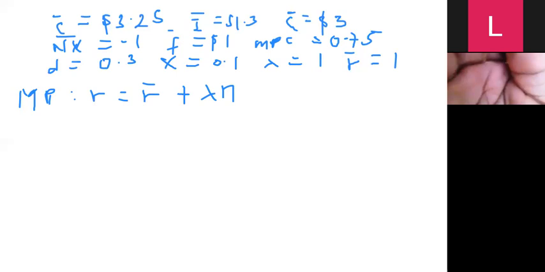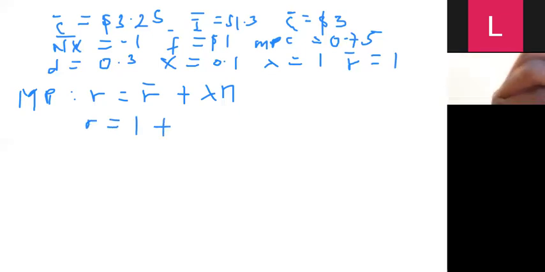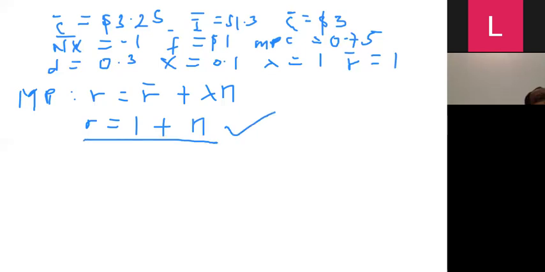Now, when you look at the question, what was the autonomous R? It was 1. So I can say my R is equal to 1 plus what was my lambda? Lambda was also 1. So that means plus this inflation. So this becomes my monetary policy. Okay, the monetary policy curve.